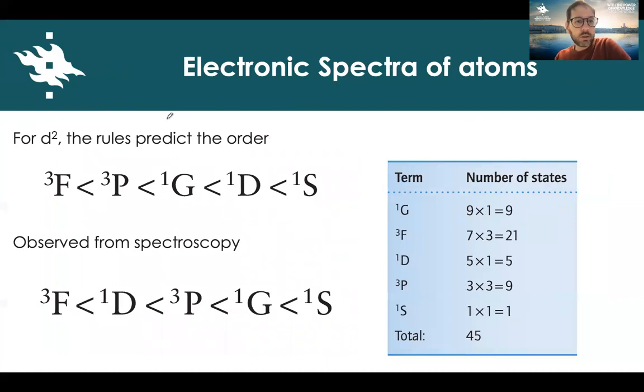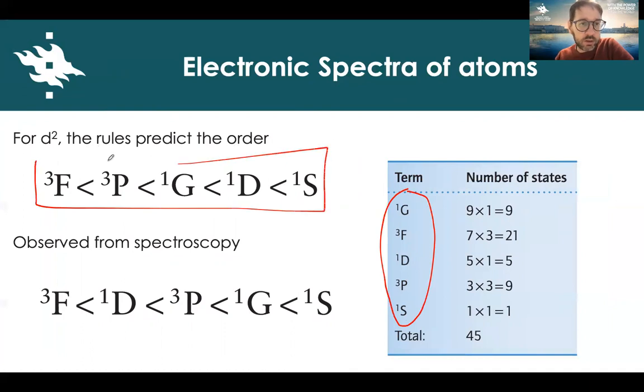So according to Hund's rules, if we have these terms for the d2 configuration, we can predict the order of energy to be this one. And this is close to what is observed spectroscopically. There is a difference here for the D and P terms, but the important thing is that the ground term is the same. So the highest multiplicity, and then for a given multiplicity, the higher value of L.